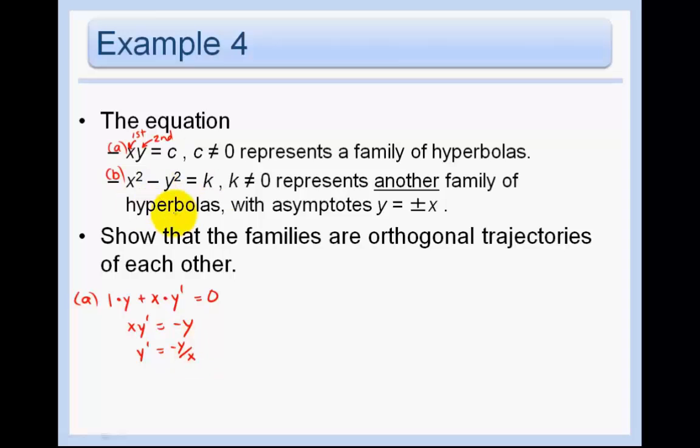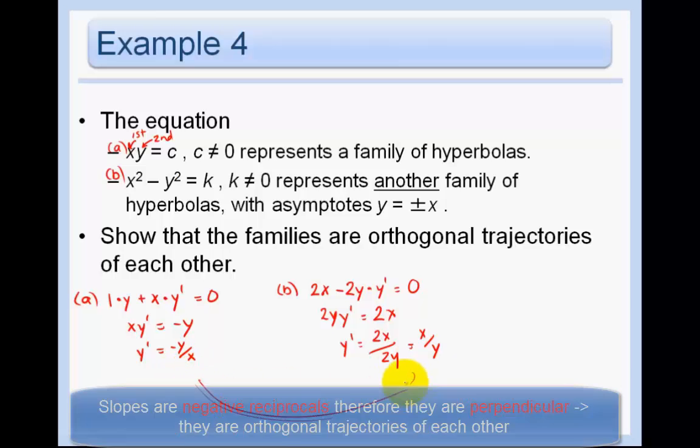Let's do the same thing for this one. We get 2x minus 2y y prime. k is a constant, derivative is just 0. So 2y y prime equals 2x, y prime equals 2x over 2y, or x over y. And so we have shown that they are orthogonal trajectories. This slope is a negative reciprocal of this one.